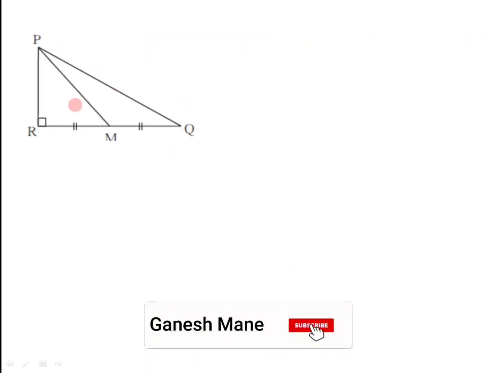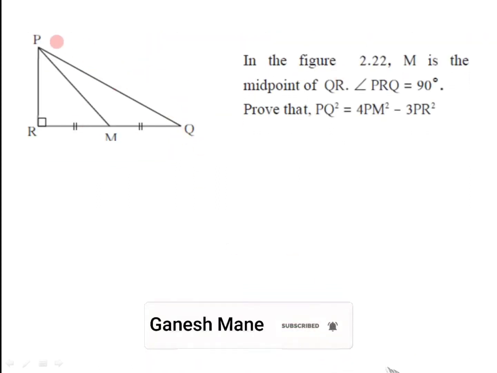Next question is again based on this diagram. Question is, for this diagram, M is the midpoint of side QR. Measure of angle PRQ is 90 degree, and from that we have to prove that PQ square is equal to 4PM square minus 3PR square.